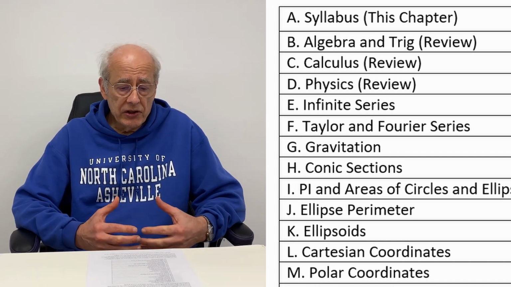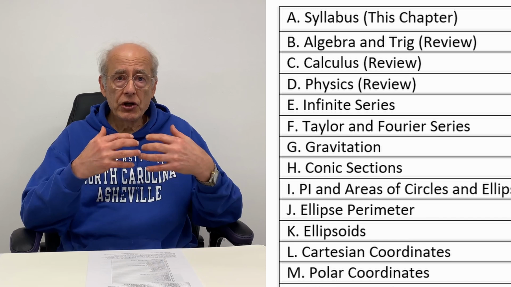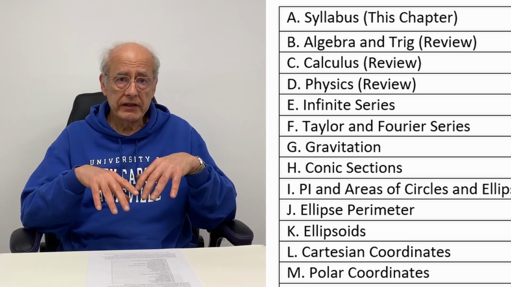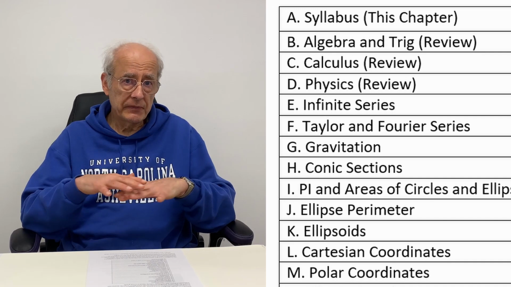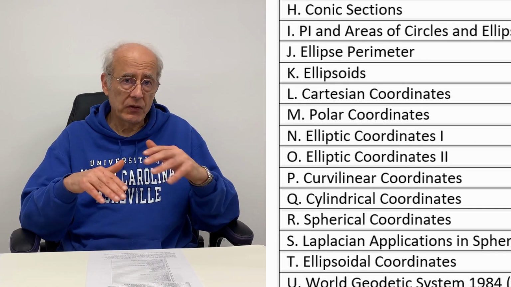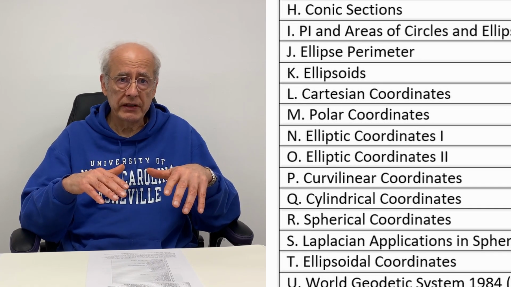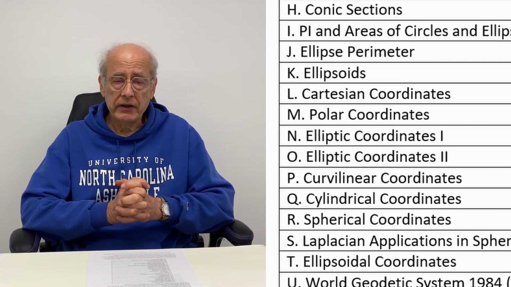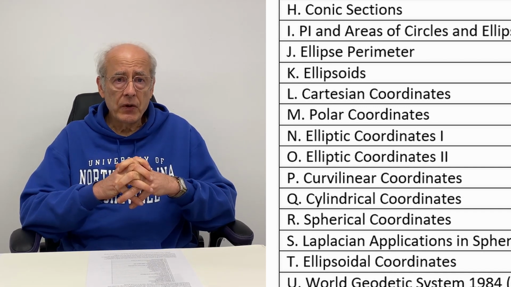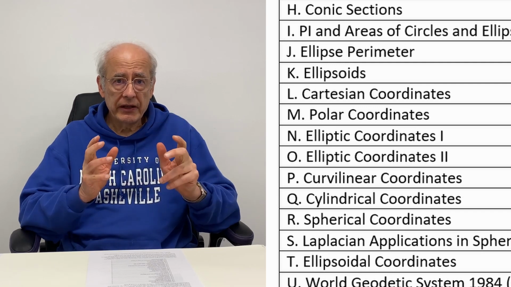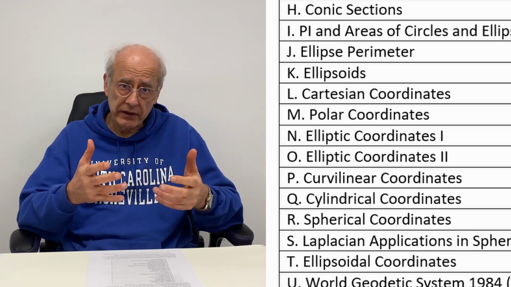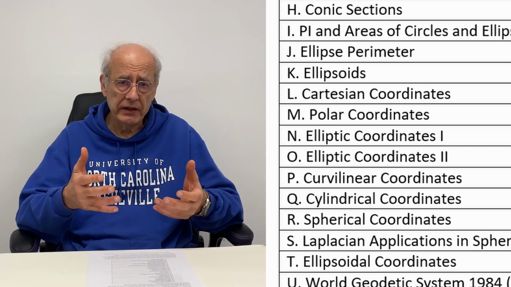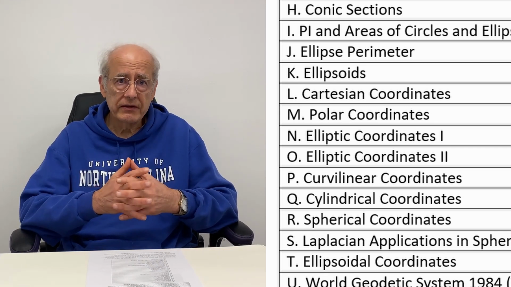And we'll lead into 2 dimensions where we describe 2-dimensional space with coordinates. So you have your X and Y Cartesian coordinates or your polar coordinates, leading to elliptic coordinates. Eventually we want to deal with 3 dimensions. So we'll go to curvilinear coordinates and then look at cylindrical coordinates, spherical coordinates, and ellipsoidal coordinates.